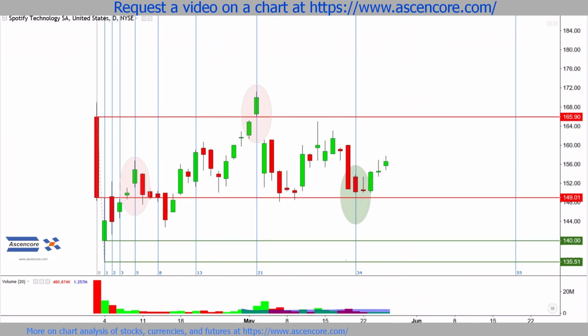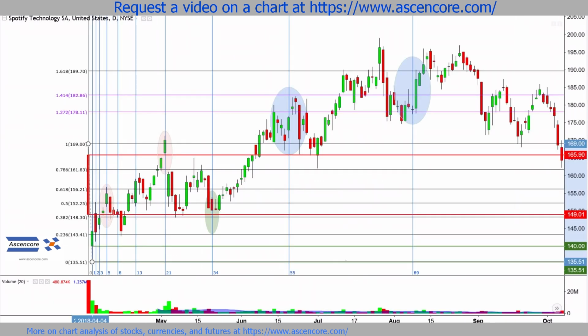Since support held at 149 by interval 34, attention is now directed at clearing 165 by interval 55. When 165 is cleared in early June, attention is directed at a minor retracement and consolidation upswing at the 170 boundary still around the 55 interval. Then it is a similar situation clearing and consolidating over 180 around the 89 interval.